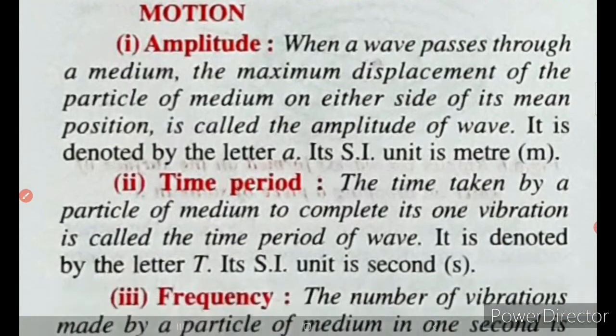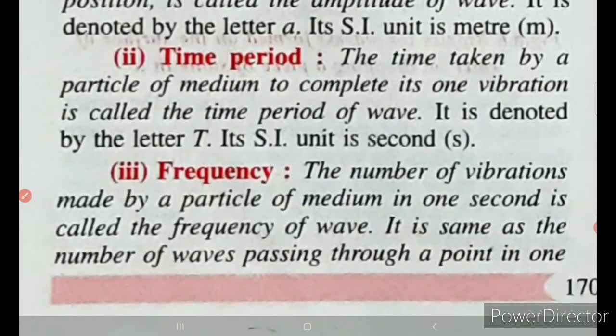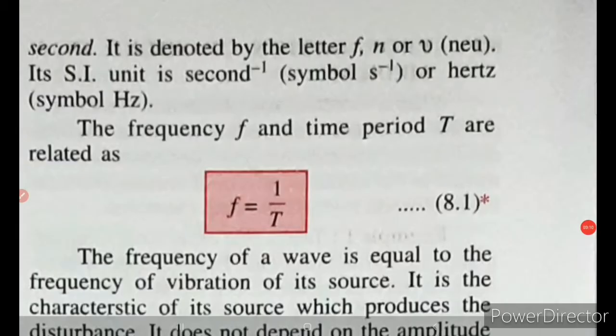Going to the next thing, which is frequency. Frequency is the number of vibrations made by a particle in a medium in 1 second. Suppose it makes 40 vibrations in 1 second, then the frequency becomes 40. It is the same as the number of waves passing through a point in 1 second. It is denoted by the letters f, n, or nu. Its SI unit is per second or hertz. The frequency f and the time period T are related as f equals 1 upon T.